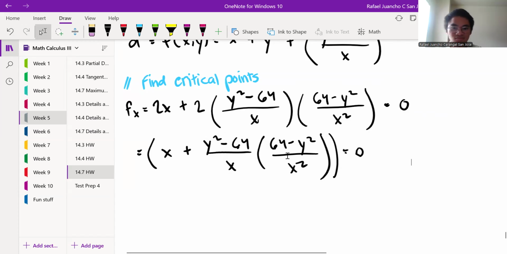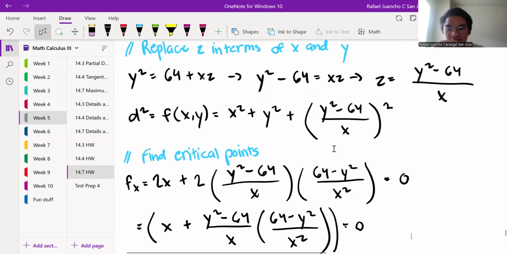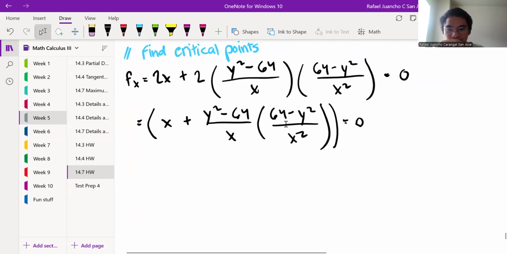Mm, this term was a mess. Do I expand it? Or do I? Wait a minute. How do I find critical points from here? Because now this is some sort of system, right? Oh, never mind. Because now I have x and y, so now I need to find something else.